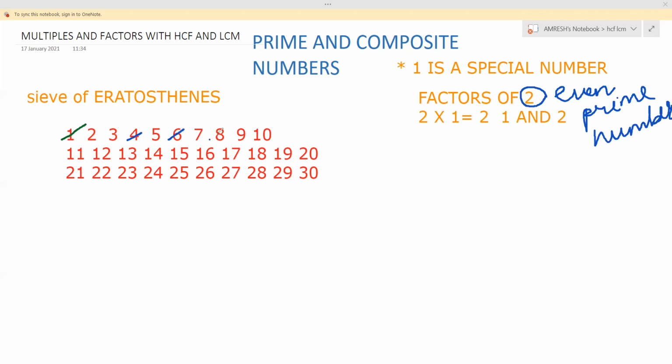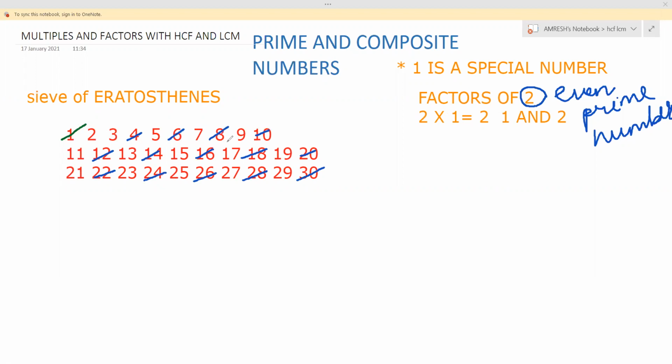Now cross out 8, 10, 12, 14, 16, 18, 20, 22, all the multiples of 2. Just go on adding 2 and crossing out. Now you have to cross out all the multiples of 3. 3, don't cross out.